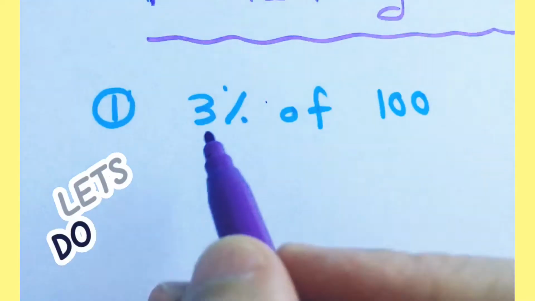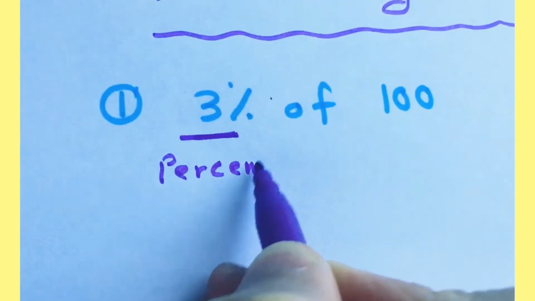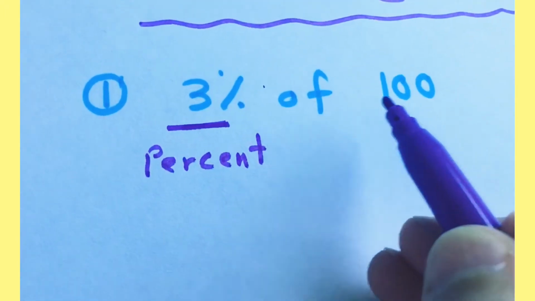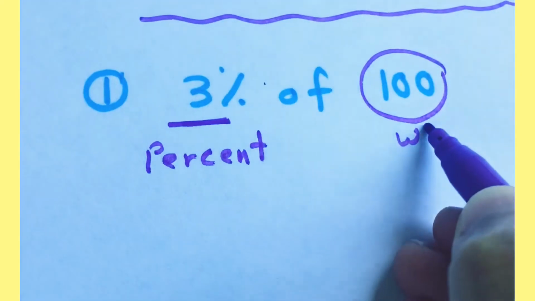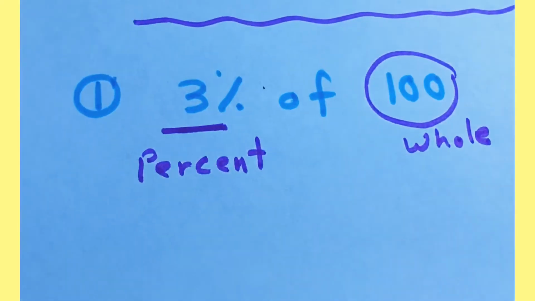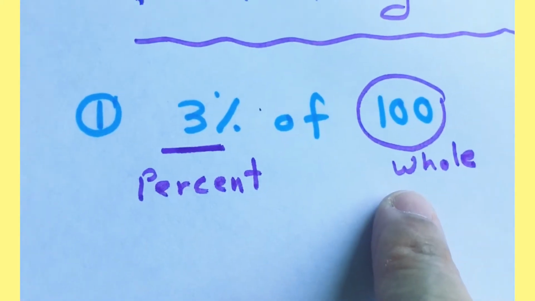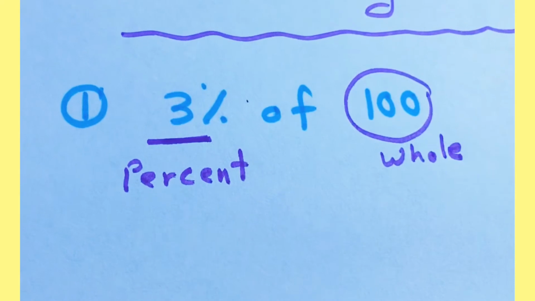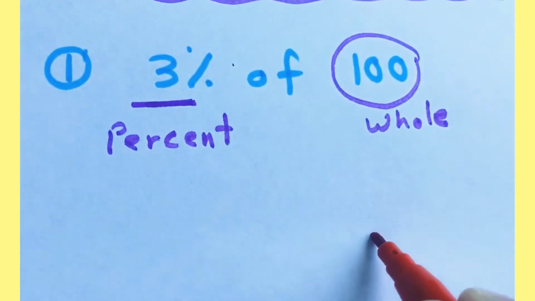Any number. Now this one, I know that it's a percent. It's very clear that it's a percent because we have the percent sign. Any number that comes after "of" will be the whole number. So let's write the rule, and we will put the numbers instead of the words.